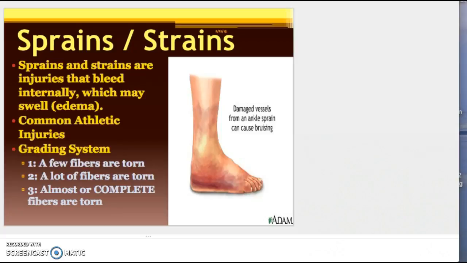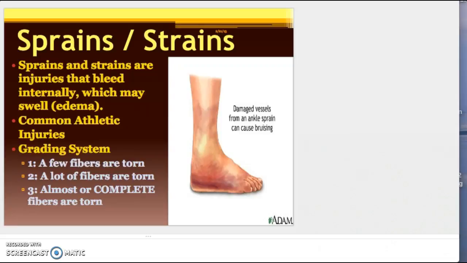Now here's the key. Sprains are going to occur to ligaments. Remember, ligaments connect two bones. Strains, T for strain, T for tendon. Strains occur to the tendon, which is the tissue that connects a muscle to a bone. Sprains occur all the time. They occur outside of athletics, walking in the hallway. I'm sure most of you have experienced this at a time.